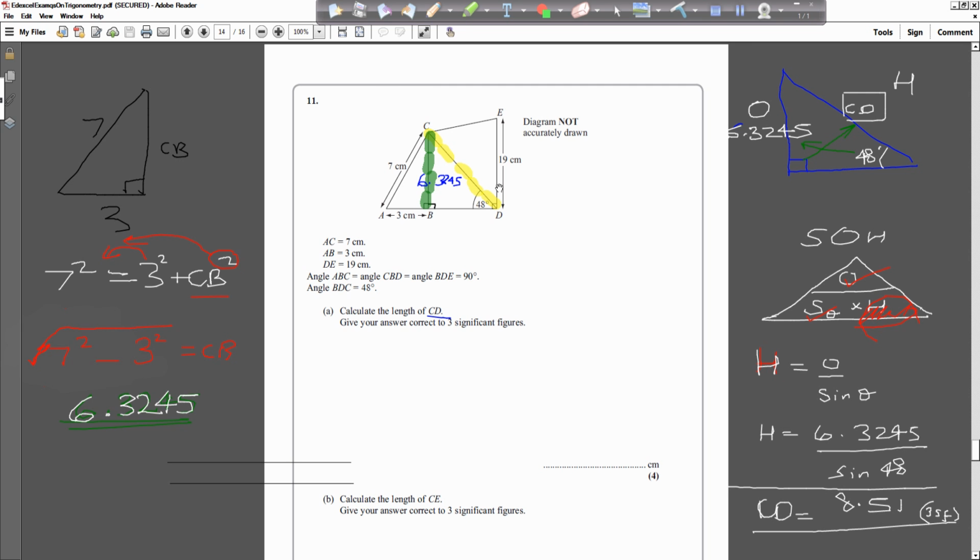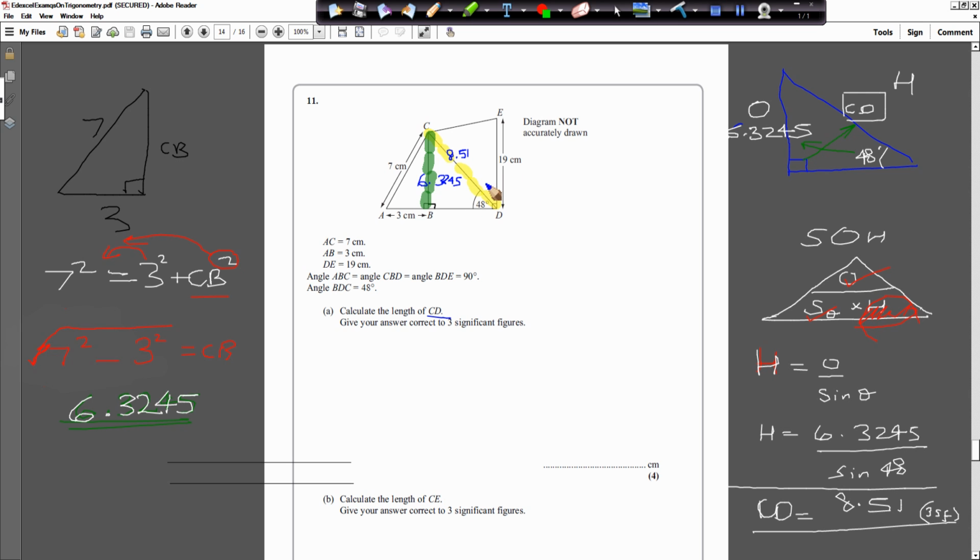Well, we've just worked out this value here as well. Let's label the diagram. So this is 8.51. Okay, three significant figures. Now, this is 8.51. This is 19. And now these two angles add up to 90, isn't it? Is that right? These two angles add up to 90.